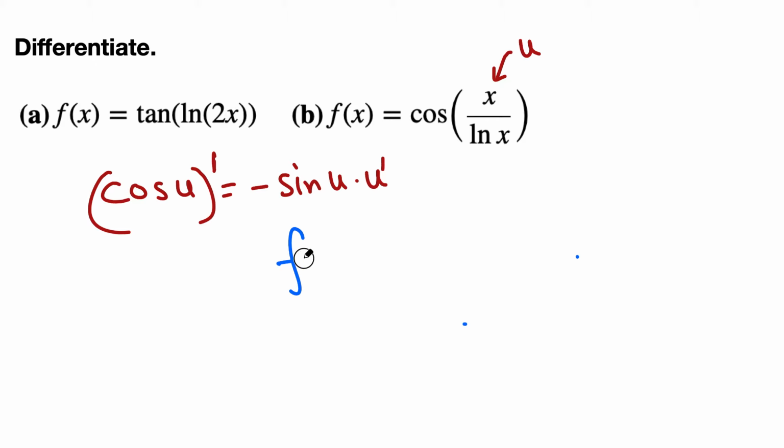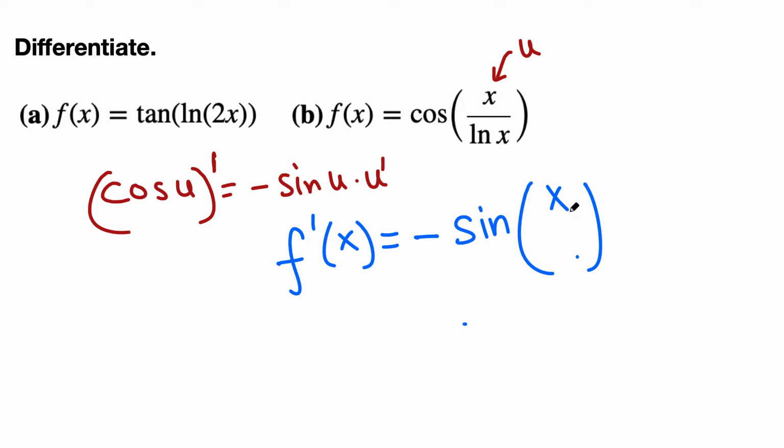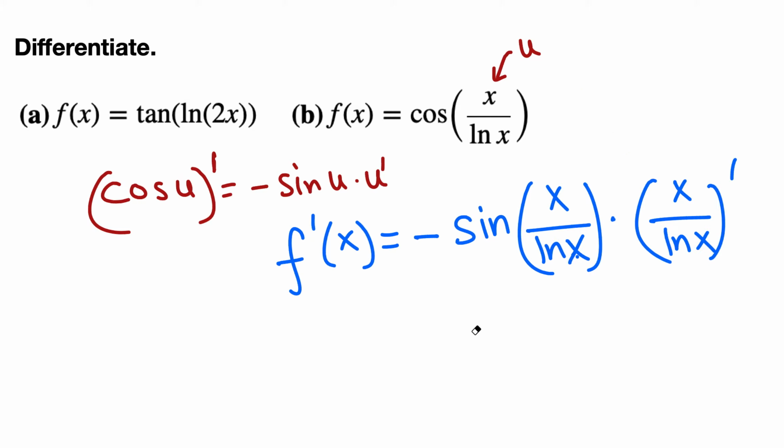Okay, so using this, let's do it. So derivative is cosine of u. Derivative of cosine of u is negative sine of u, which happens to be a fraction, ln x, okay, sine u times derivative of u. Okay, cosine u, negative sine u times u prime. Now we are not done because we need to do this derivative, which is a derivative of quotient. So we must use the quotient rule.